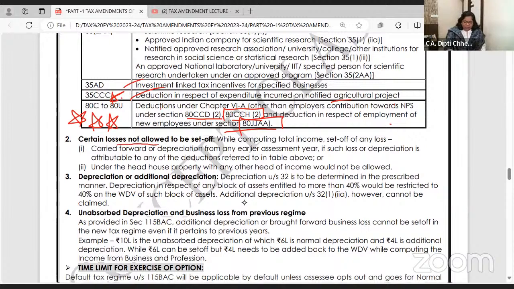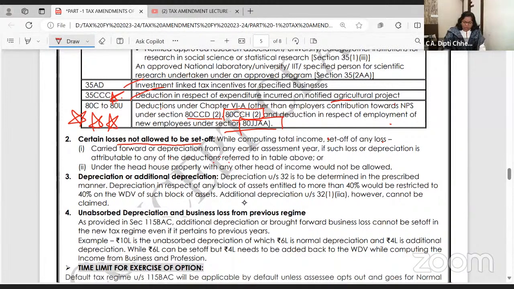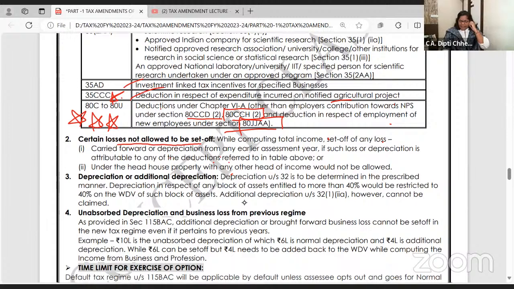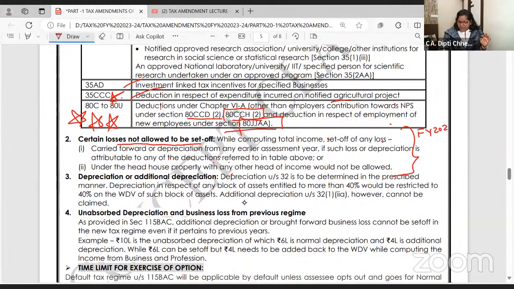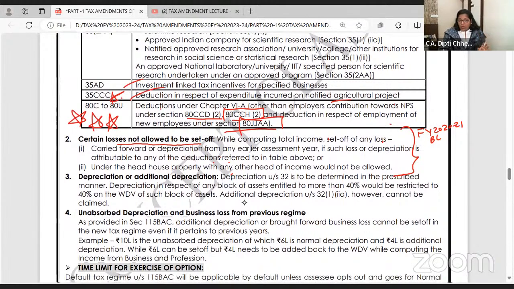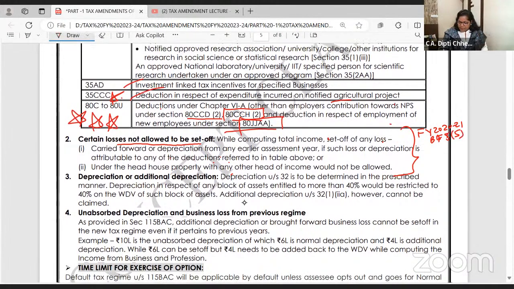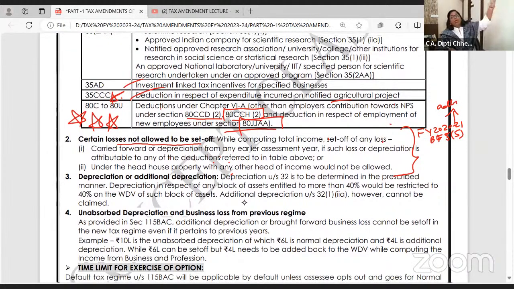Right. Certain losses cannot be carried forward. Carry forward of depreciation from earlier is not allowed if such loss or depreciation is attributable to the above, or to house property with any other heads. अब इसको समझने के लिए I'll have to write an example. Suppose from financial year 2021 I have a brought forward loss of 5 lakh rupees which is for additional depreciation. Old depreciation and additional depreciation could not be absorbed, and you all know depreciation loss can be carried forward for an indefinite period to be set off in any head except one. Salary and business head are not best friends. दोनों एक दूसरे से बात नहीं करते.